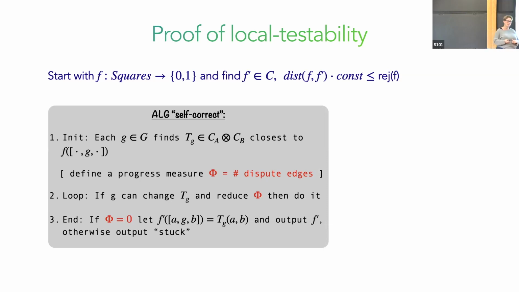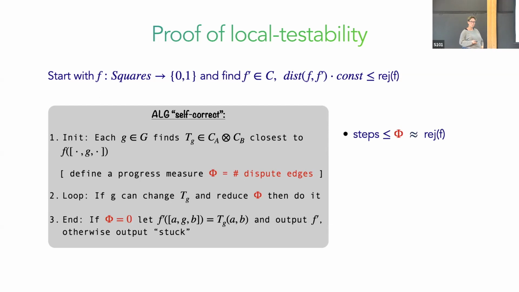What makes you stuck? Stuck is you're keeping track of different local views at different vertices. They don't have to be consistent. And every time a vertex is trying to change its local view to be more consistent with its neighbors, it could be that there's no better situation. You're inconsistent and there's nothing you can do, and you're stuck. And what we're going to prove is that if you're stuck, it must be that there's a lot of inconsistency, meaning that the tester rejected with high probability.